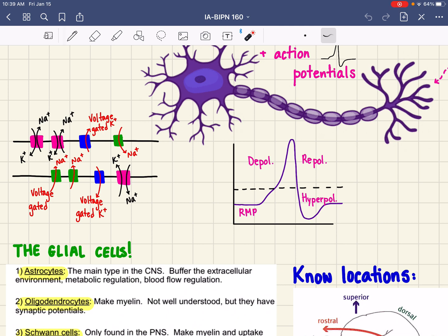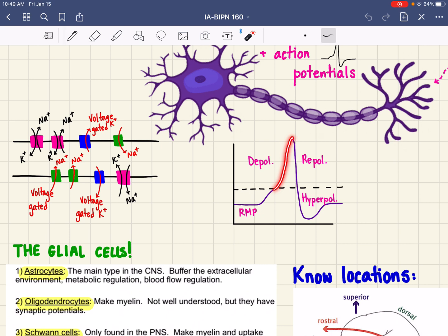Then, once a local potential, so once some positive charges flow into the neuron from the soma, the inside of the membrane becomes more positive. And as soon as it hits this threshold, the voltage-gated sodium channels start to open. Once they open, a lot of positively charged sodium flows into the neuron cell, and this graph starts to rise. And this rise is called depolarization.